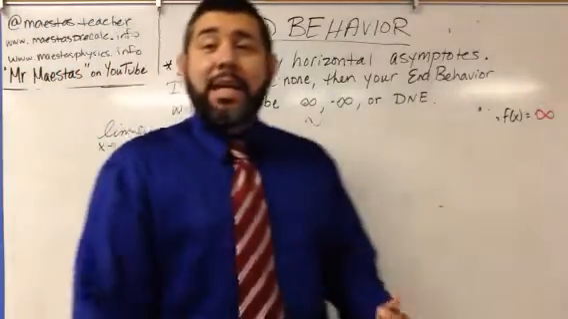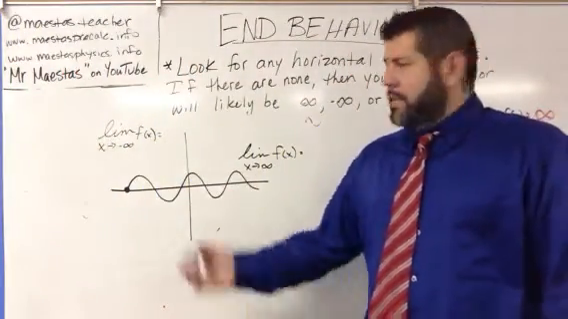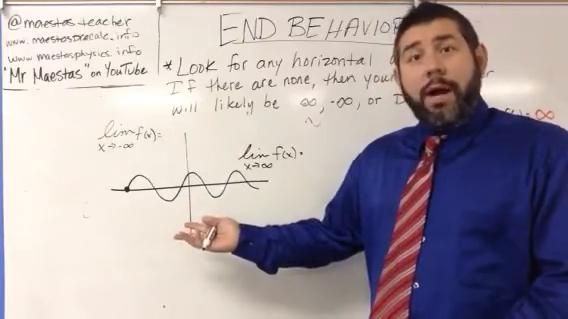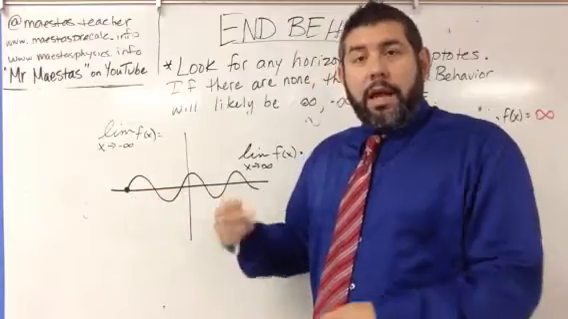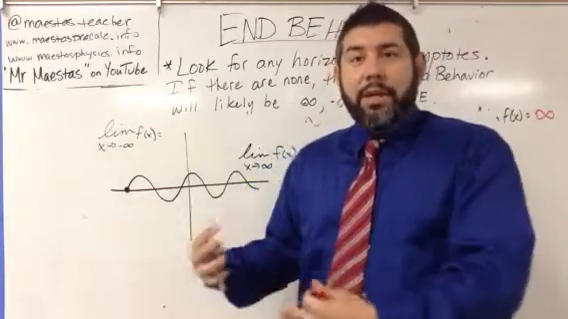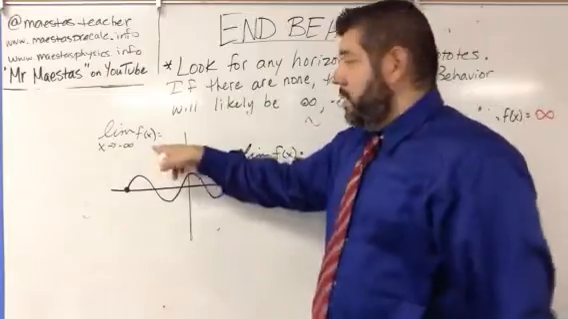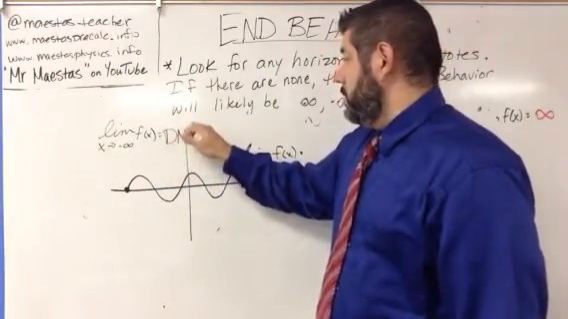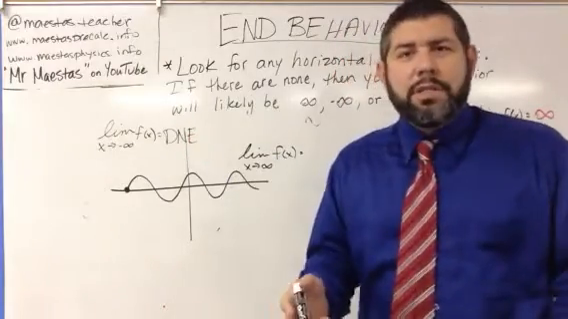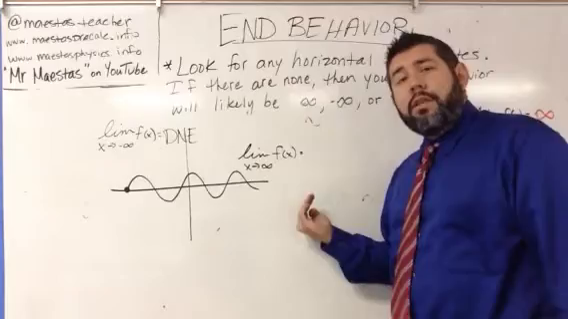What happens as x goes out to negative infinity? Well, this graph doesn't go out to negative infinity. It stops right there. Now, if you can't go out to negative infinity, you can't have a limit going out to negative infinity, which means this end behavior does not exist. DNE for short.